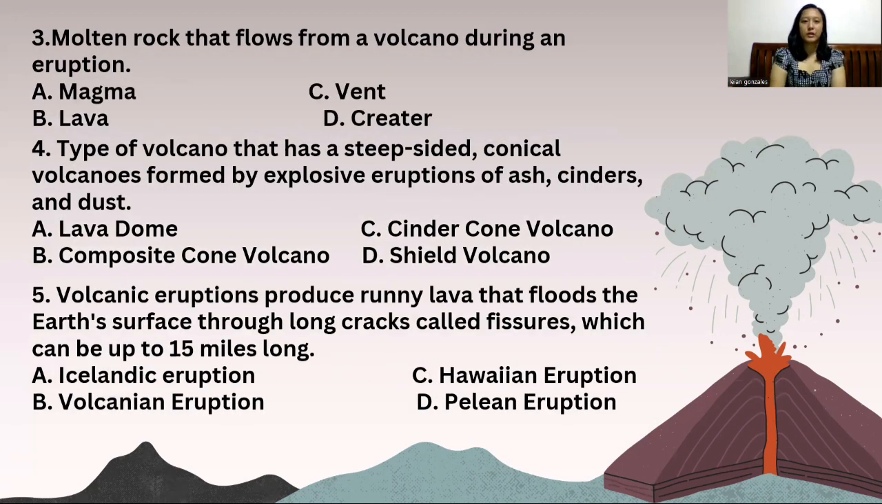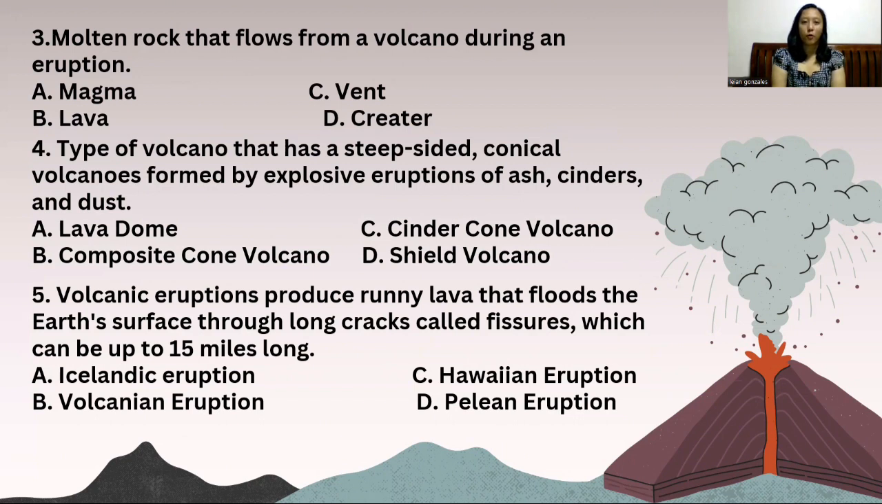Number 3, it is a molten rock that flows from the volcano during an eruption. Is it A, magma? Is it B, lava? Is it C, vent? Is it D, crater?